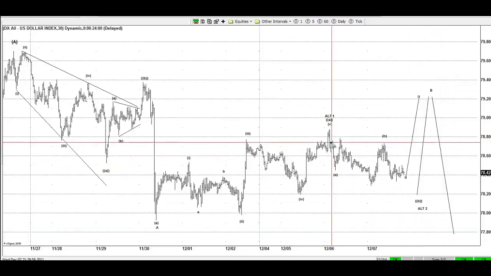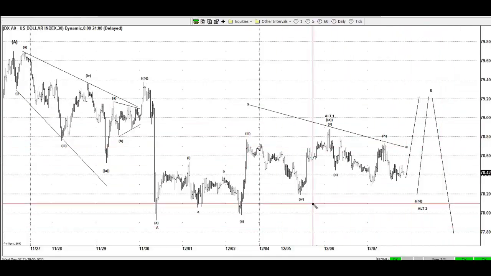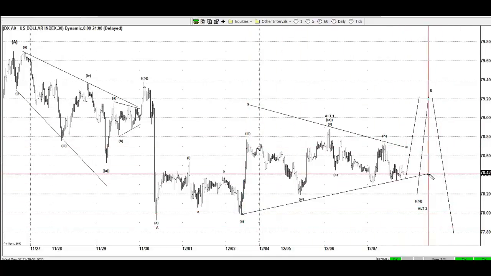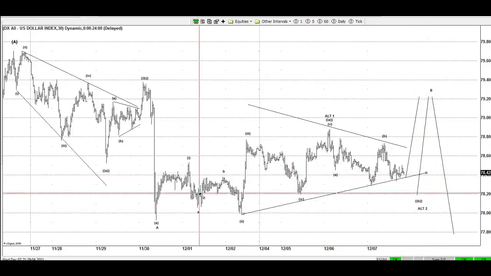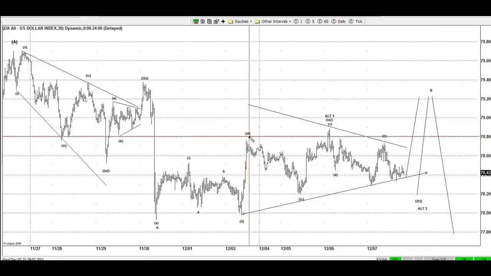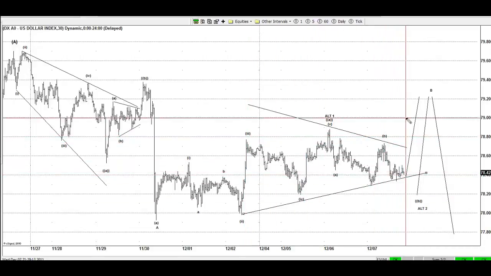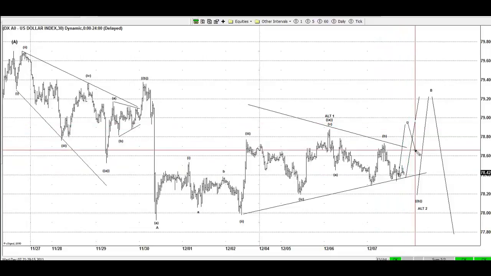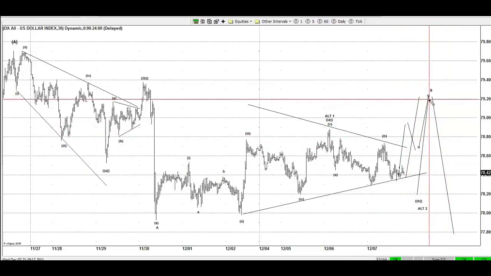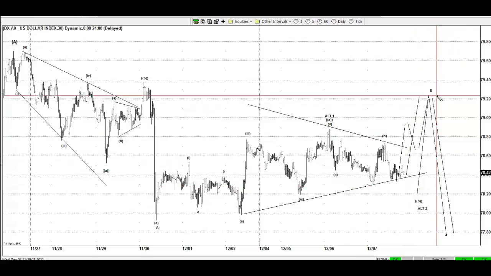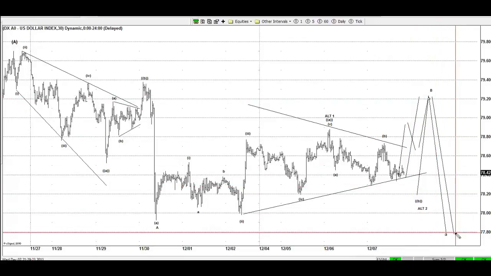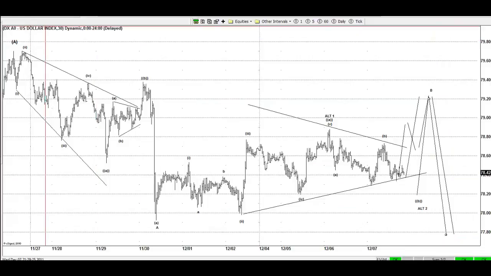before weakness. There is a possibility of a B-wave triangle in the dollar, where we have A, B, C, W, and then A, B, C, D, E, and also 3 waves on the dollar. Either way, everything in Elliott Wave is calling for the dollar higher before weakness. All right, that's for the dollar.